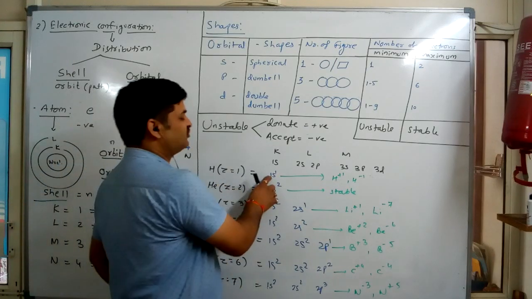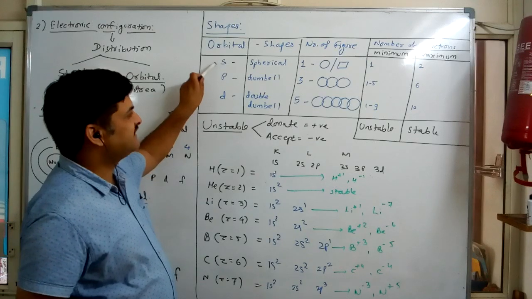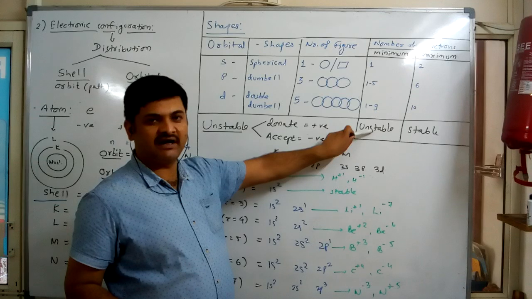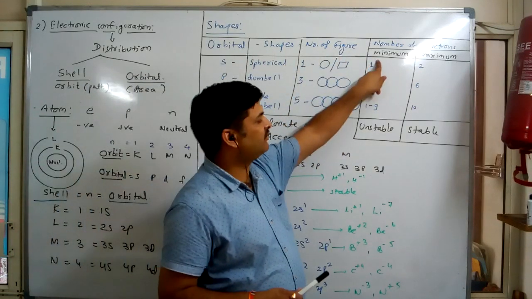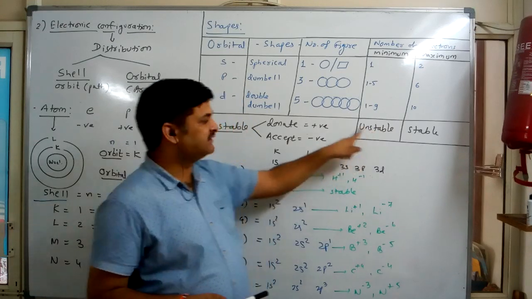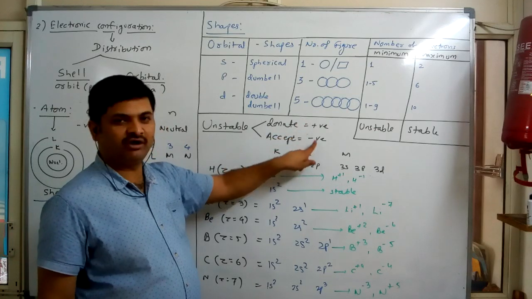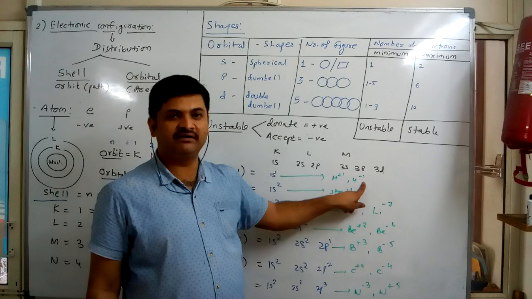Now see, this is S orbital. If the orbital is S and the number of electrons is at the minimum, your material will be unstable. Again I am repeating: S orbital with 1 electron is unstable, and since it is unstable, to become stable it will either donate or accept. So in case of hydrogen, +1 and -1 will come.